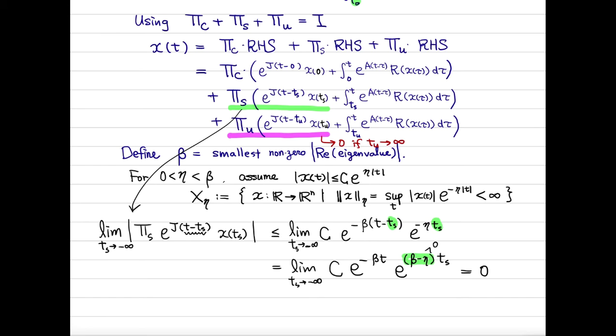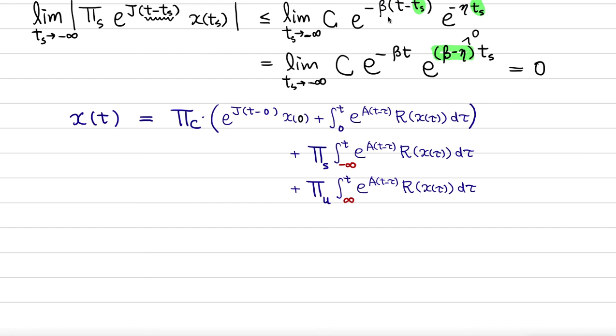So we will set, in both equations, the limit where Ts is going to negative infinity and Tu is going to positive infinity. For this class of solutions, if you assume x of t satisfies the bounded eta norm, then it satisfies the following integral equation.